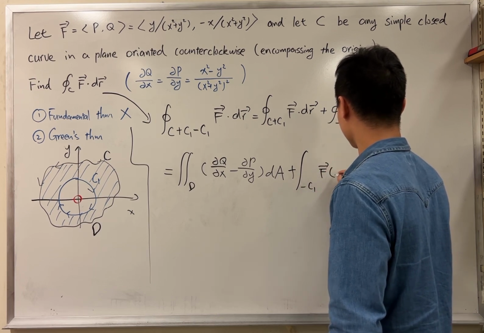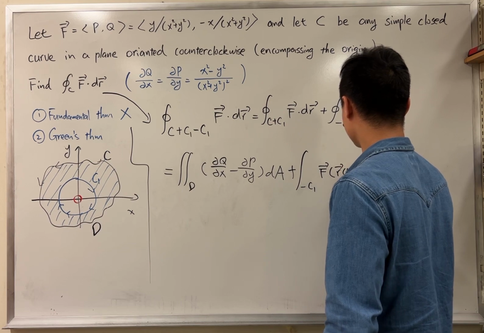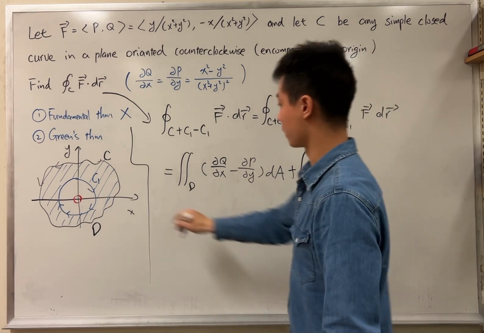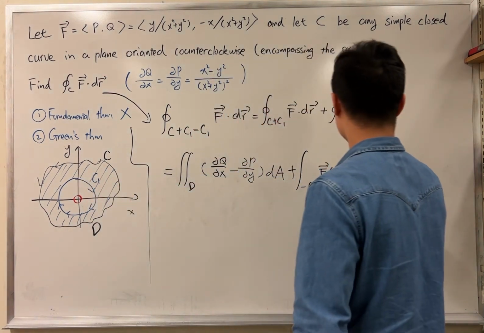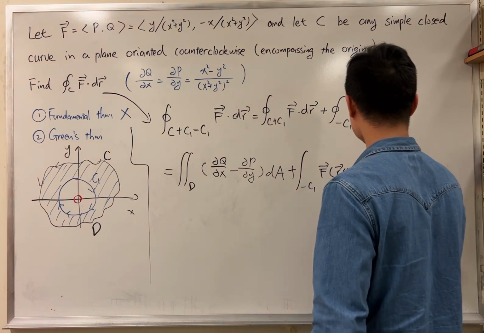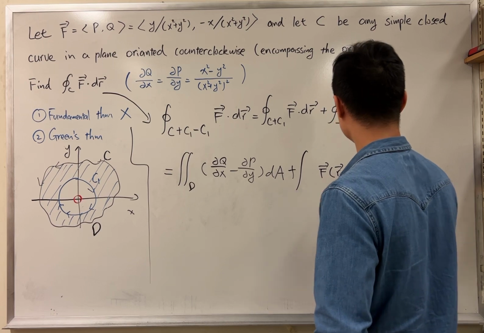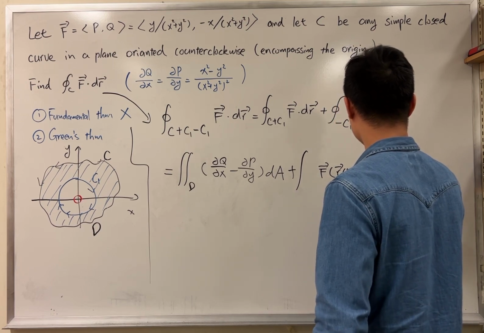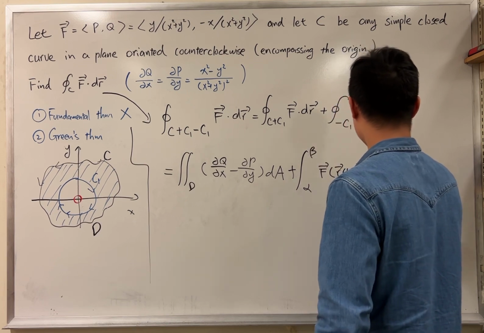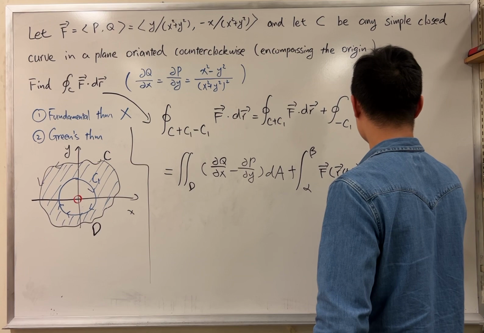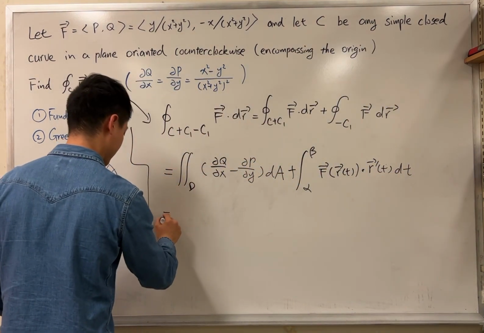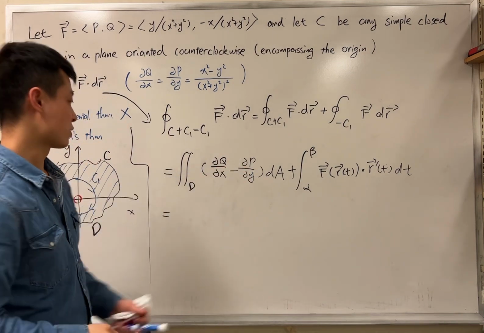So we're going to be substituting a parametric equation into this function, where the parametric equation represents the reverse C1, and that is going to be from alpha to beta, F of r of t dot r prime of t dt. Okay, so it's going to be like this. So let's work on these calculations.